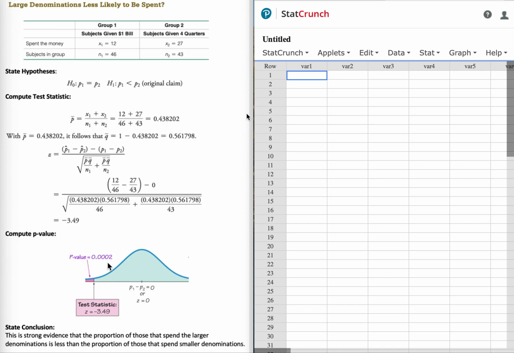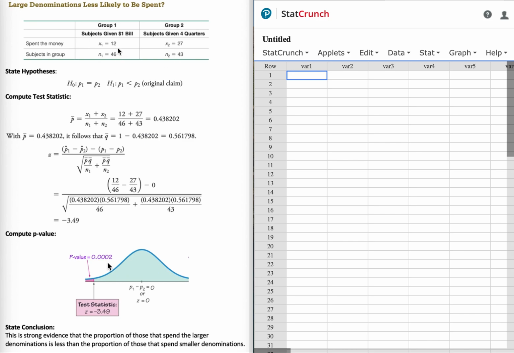Two-proportion z-test. We're going to look at a hypothesis test dealing with two unknown proportions. The first proportion will be the proportion of people who are given $1 that spend their money, and the second proportion will be the proportion of those given 4 quarters that spent their money. And so we're going to look at two samples of such groups.